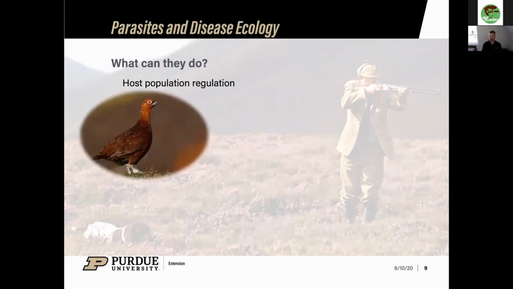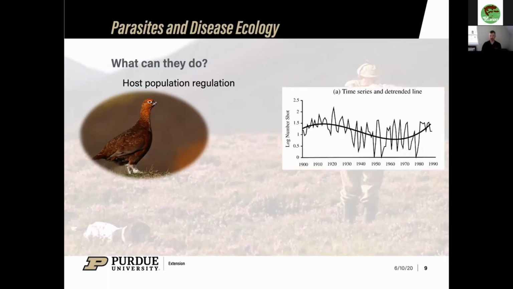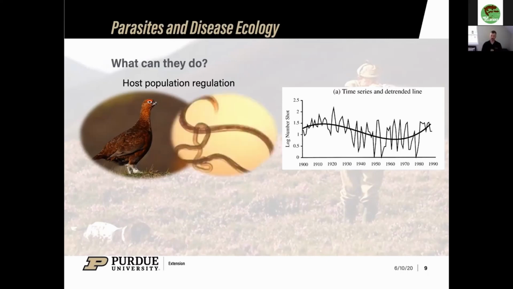So in the 80s, a study was done with red grouse. This is in the United Kingdom. And for these red grouse, what they noticed from hunter-harvest records going back 100 years are these dramatic fluctuations in the population size of these birds. And what they started to think about was, well, there's not many predators in this system, but these birds are infected with a worm. So in this case, a nematode. And this nematode was very common in these bird populations.